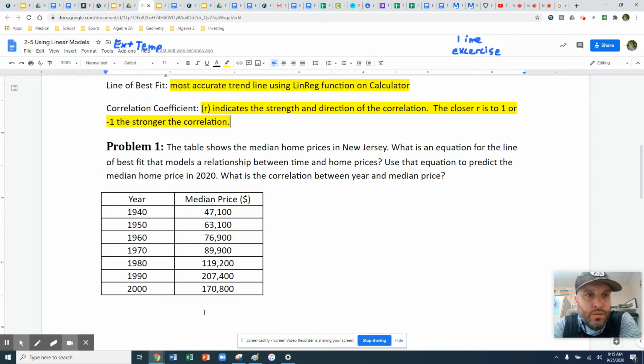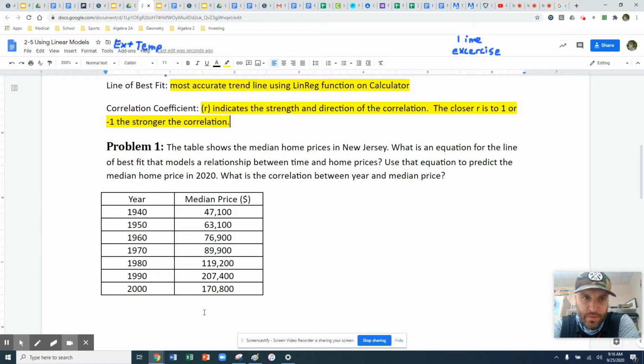Our goal today is to create a line of best fit with our calculator. A line of best fit is the most accurate trend line, using the LinReg function on a calculator. And then we're also going to use the correlation coefficient to indicate the strength and direction of the correlation. r is the variable that we use to represent the correlation. The closer r is to 1 or -1, the stronger the correlation.